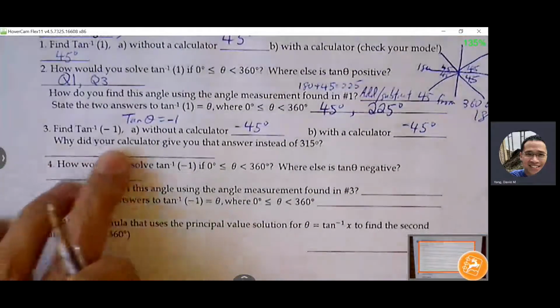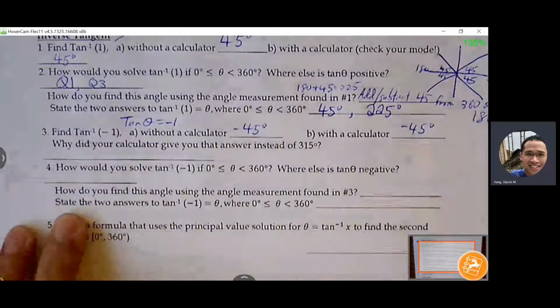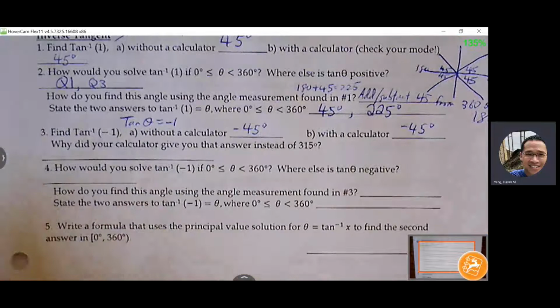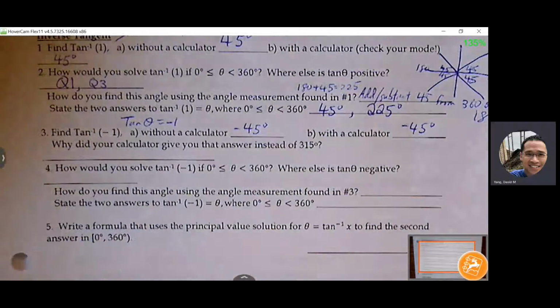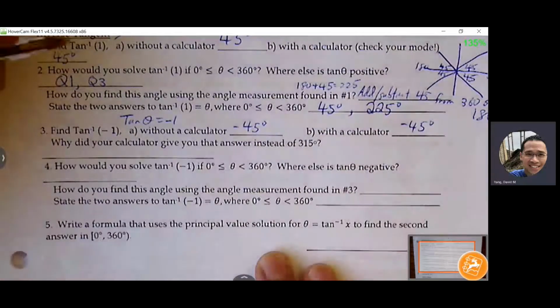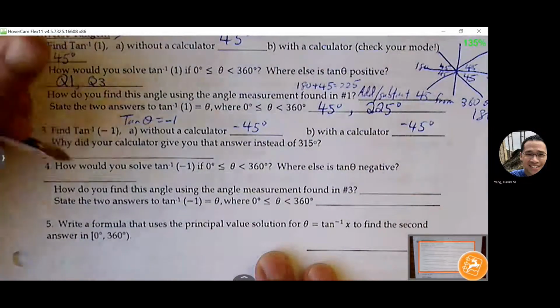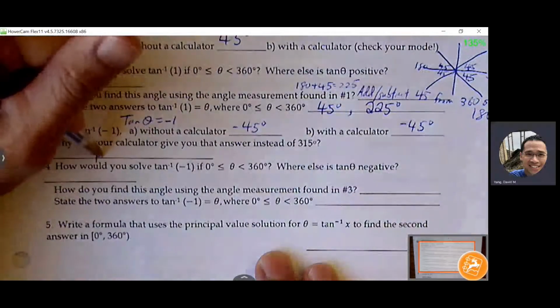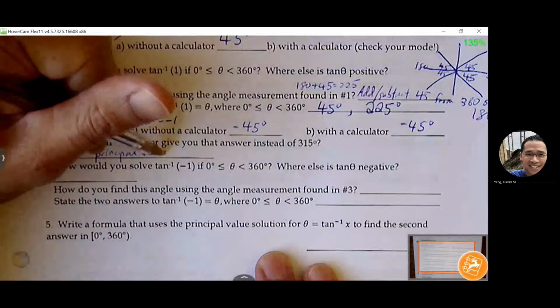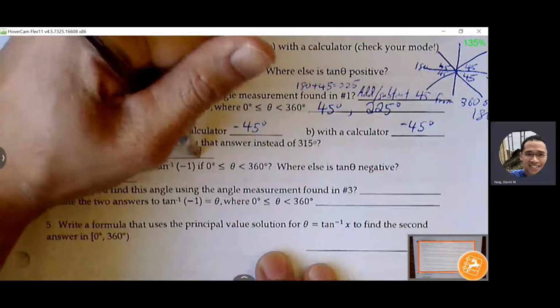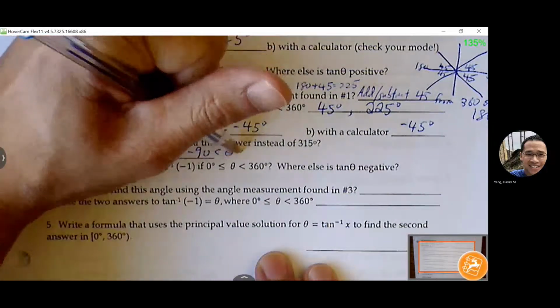Question asked, why did your calculator give you that answer instead of 350 degrees? Calculator is designed for principal values here. So it's going to give us something between -90 and 90.